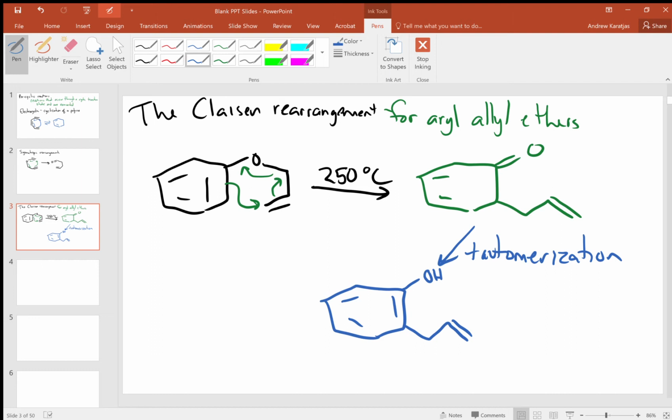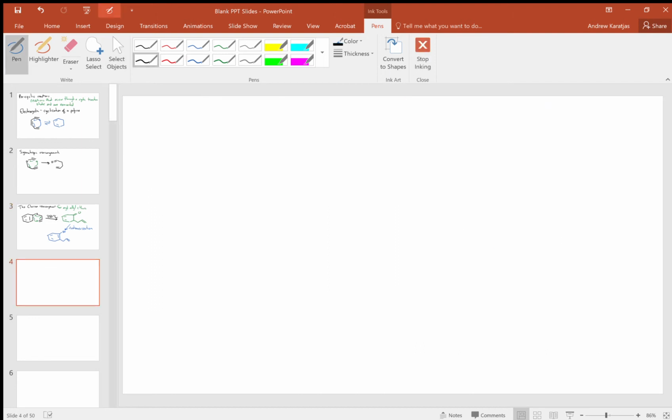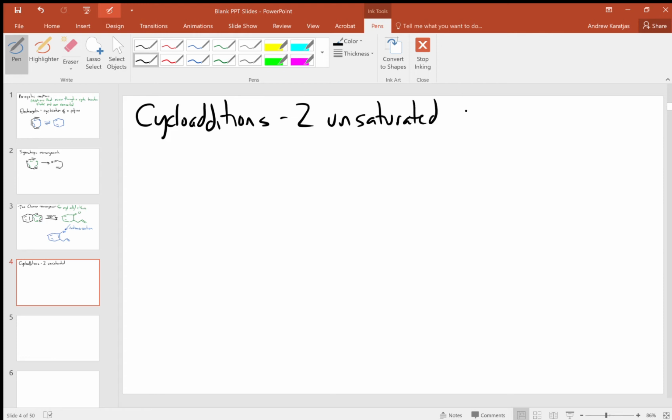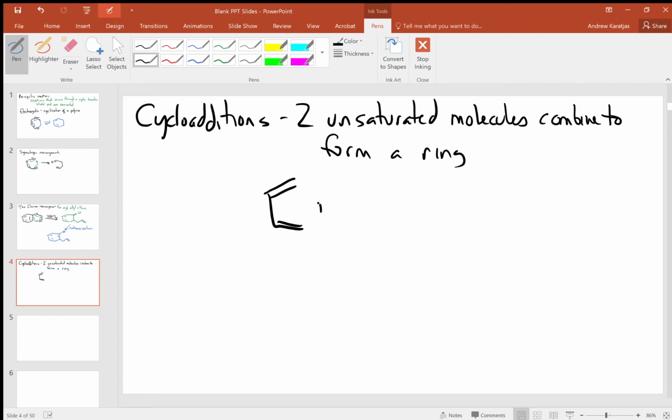All right, but for the rest of this section, we're going to be focusing on cycloadditions, which are our third class of reactions. Here, two unsaturated molecules combine to form a ring. One such example is this reaction here. This is an example of the Diels-Alder, which we'll talk more about in a little while.